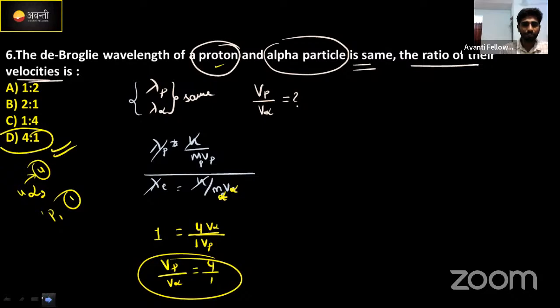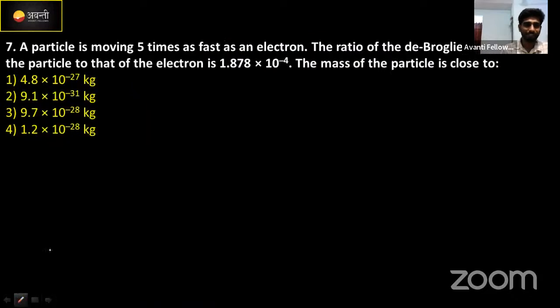Okay, next question. Yes, here it is. The question says that a particle is moving 5 times as fast as an electron. There is a particle, we don't know which particle it is, moving with a velocity 5 times the velocity of the electron. That's why I mentioned Vp. It is not vice principal, okay? Vp means velocity of that particle.